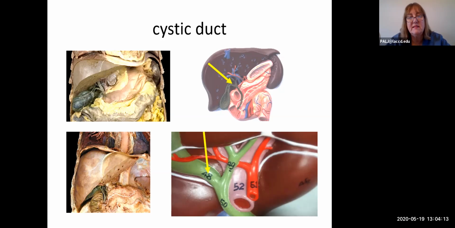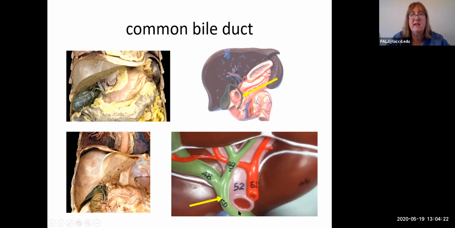And as soon as the cystic duct here has joined up with the common hepatic duct, there is going to be a name change. And the name is now going to be called the common bile duct, because this final duct is the duct through which all bile travels.